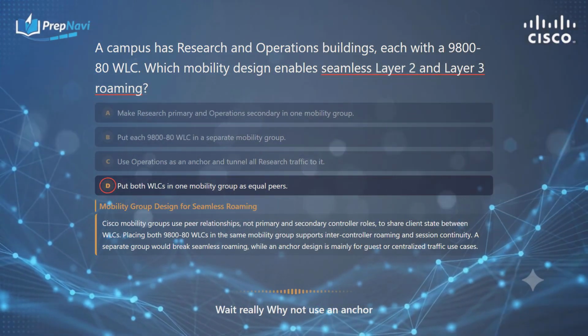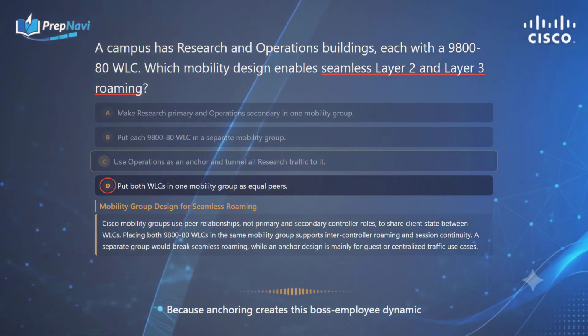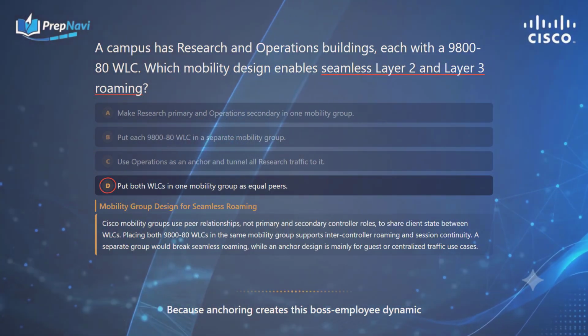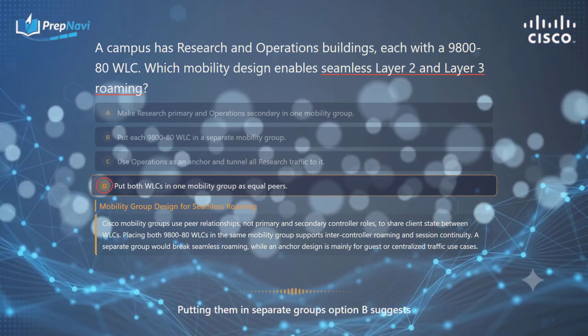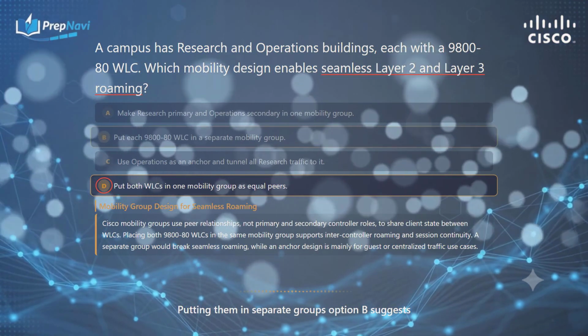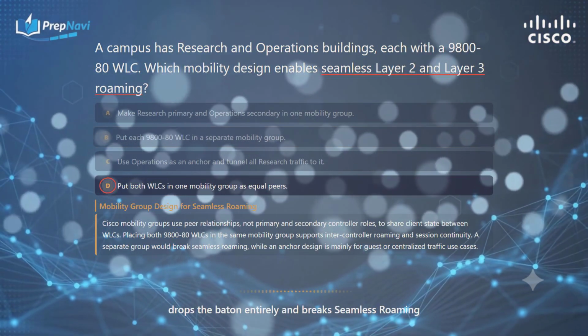Wait, really? Why not use an anchor? Because anchoring creates this boss-employee dynamic. You want a relay race where equal runners pass the baton at full speed. Putting them in separate groups, like option B suggests, drops the baton entirely and breaks seamless roaming.